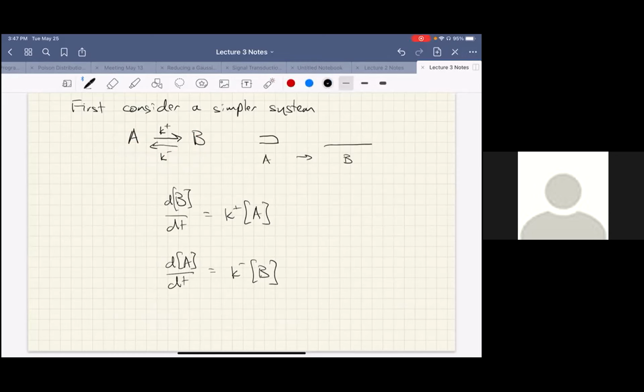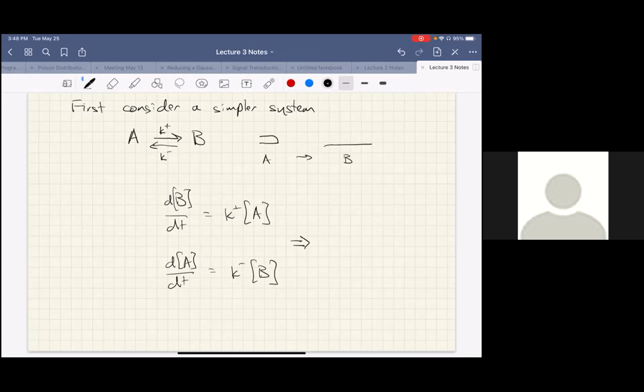If you look at this even more closely, this is a system of two linear differential equations, and I can actually represent this as a matrix. Now here's how it's going to work. The change in B is going to be K plus, excuse me, that K plus rate.